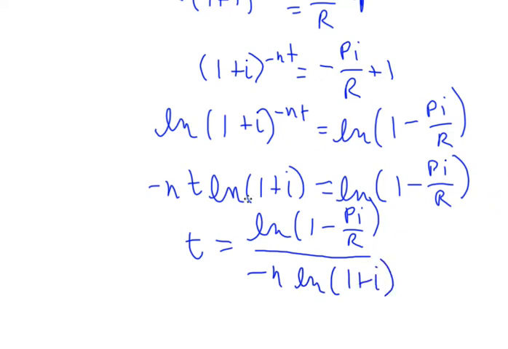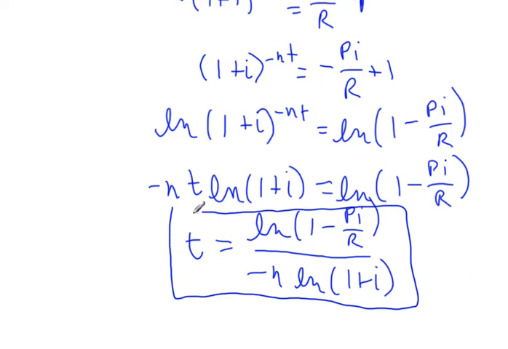And there you have it. That's the length of time it will take me to pay off the loan with principal P, my initial loan amount P, and R being my payments, where I is the annual rate divided by the number of compounding periods, and N is the number of compounding periods. So there you have it.